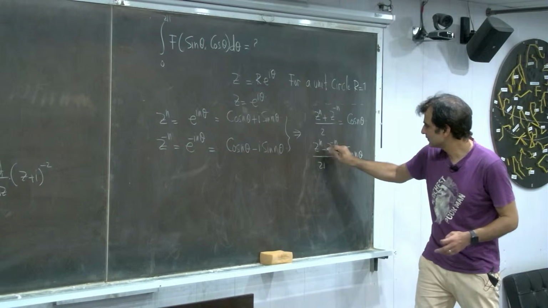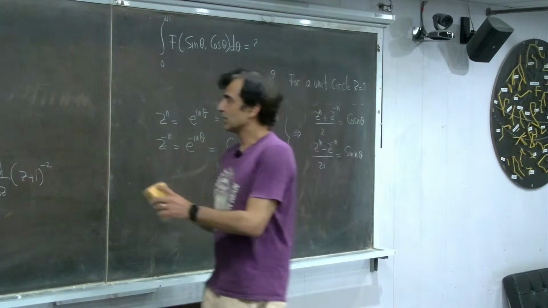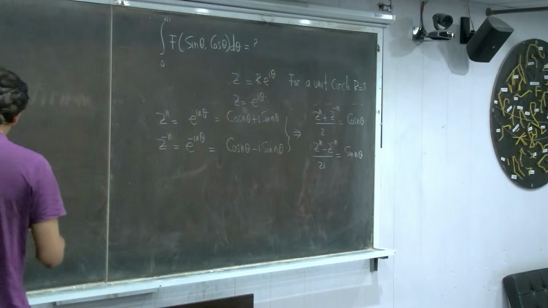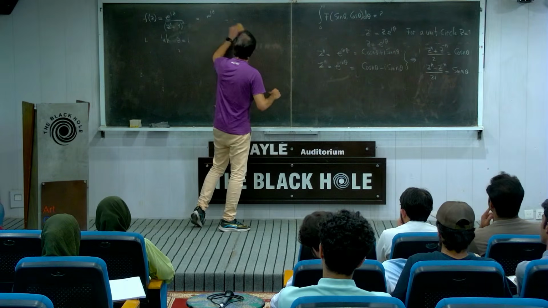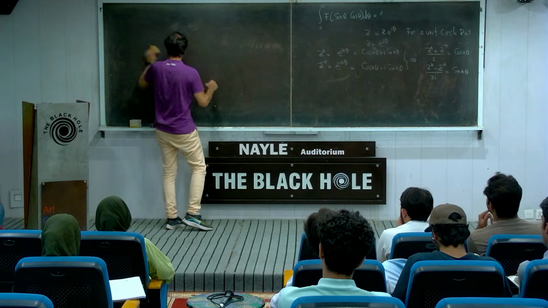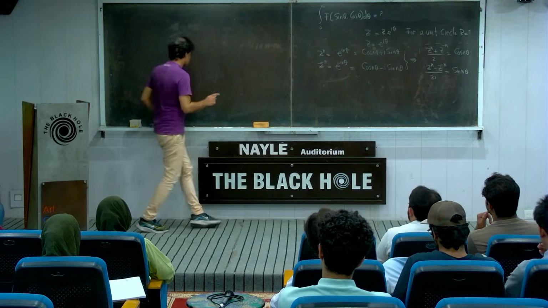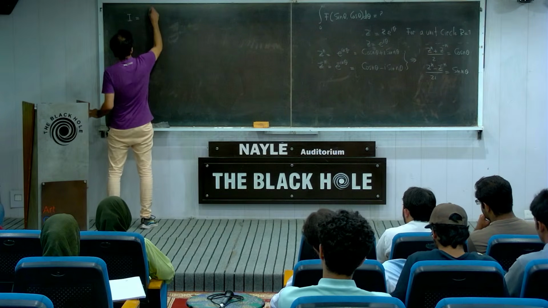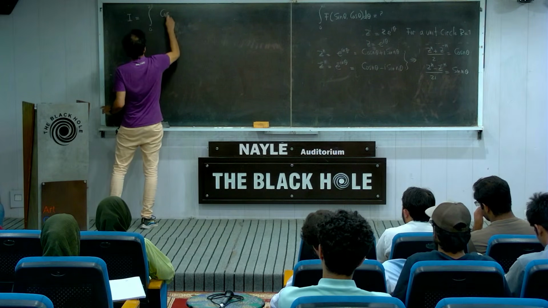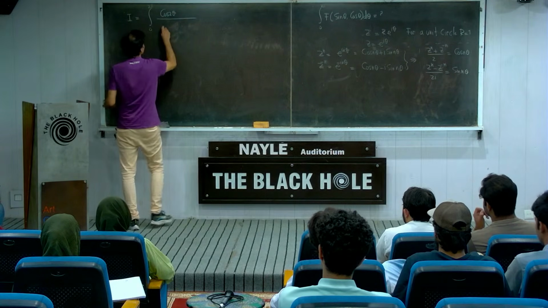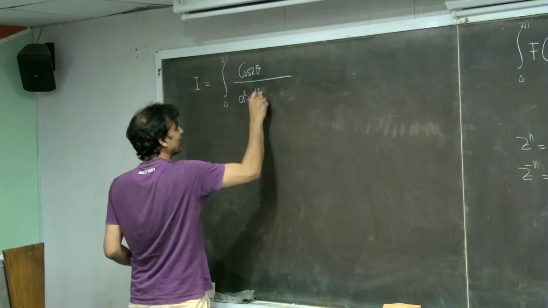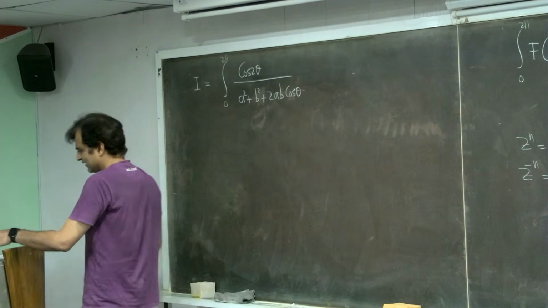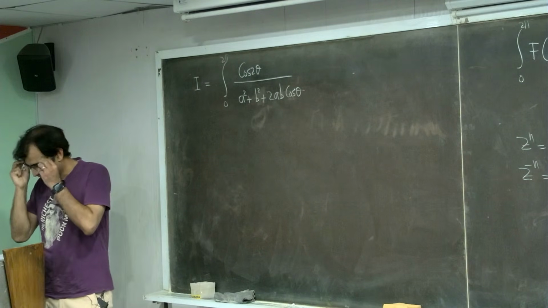Okay, so let me solve this integral. Let me take a very simple integral, and you encounter these kinds of integrals a lot. Let's say I is the integral from 0 to 2 pi of cosine 2 theta over a squared plus b squared plus 2ab cos theta.